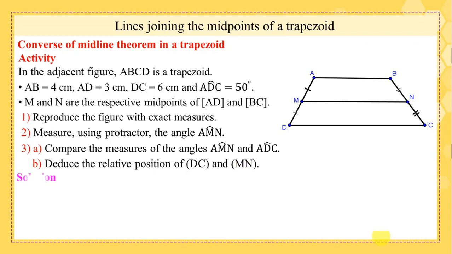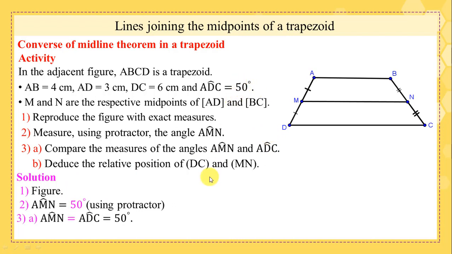Solution. 1 is the figure to the right. 2. Using a protractor, the angle AMN is equal to 50 degrees. 3a. AMN is equal to 50 degrees from part 2, and ADC is equal to 50 degrees from the given, so they are equal. B. Deduce the relative position of DC and MN. Since angle AMN and angle ADC are equal and they are corresponding angles, then the two lines are parallel.